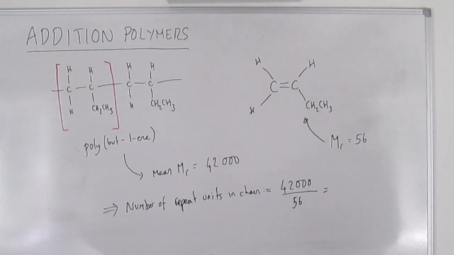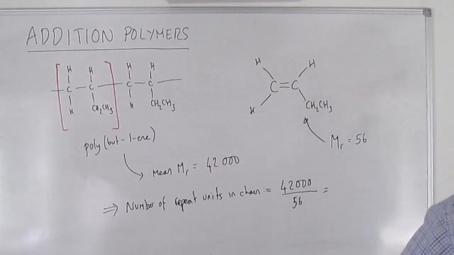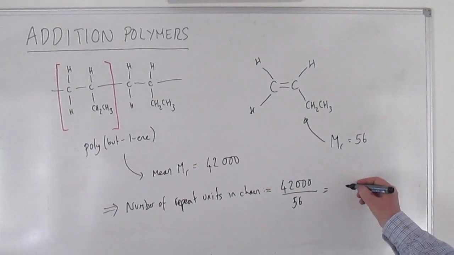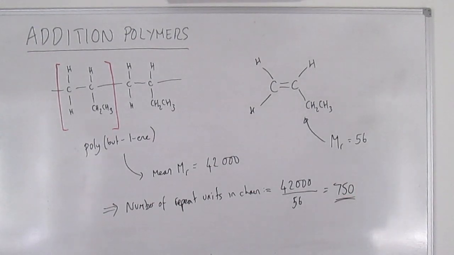And if you do that, you get, I can't remember what that is now. Let's try to work this out in advance. 750 is the answer. Okay, so 750 repeat units in the chain. So those kinds of calculations are quite easy, but they're also quite common.